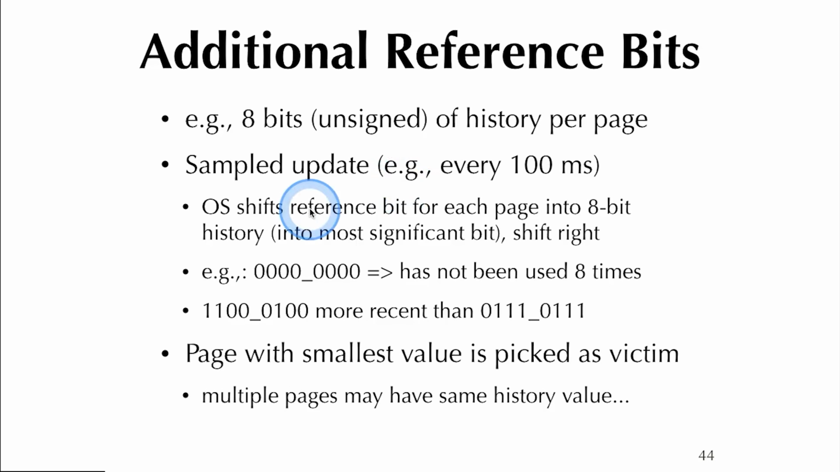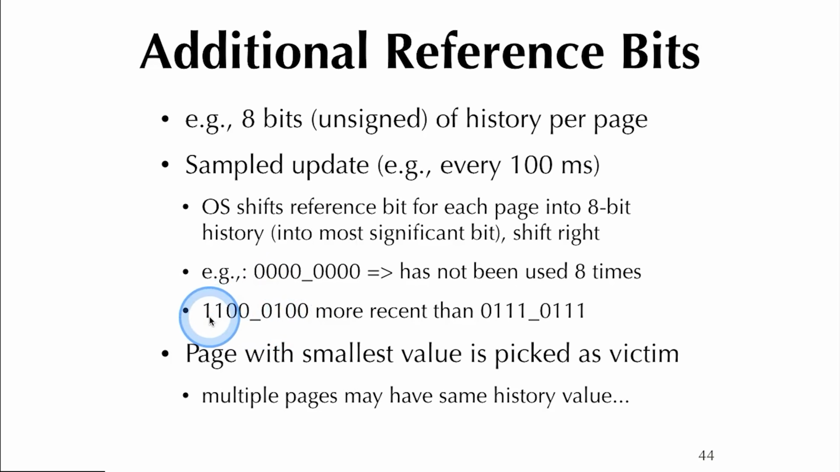In fact, if it's 0, 0, 0, 0, 8 bits of 0, what does that mean? That means that in the past 8 samples, those pages haven't been referenced at all. So yes, that is actually true, right? That's a true non-use.